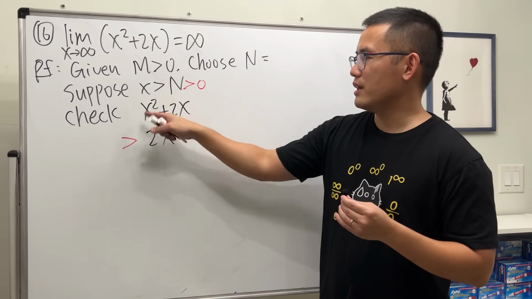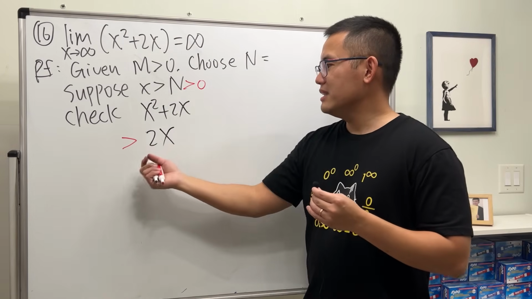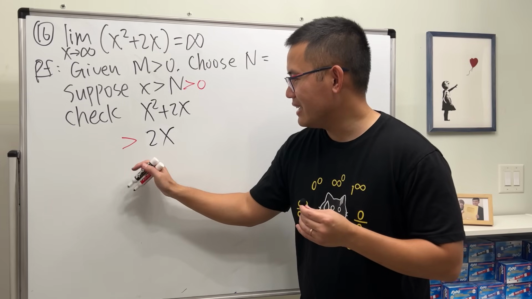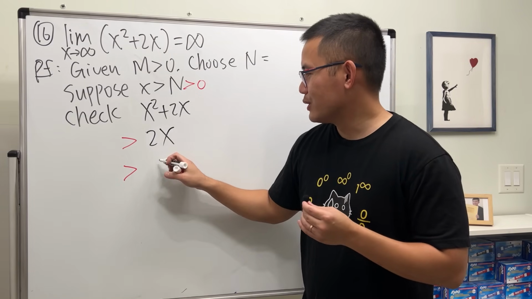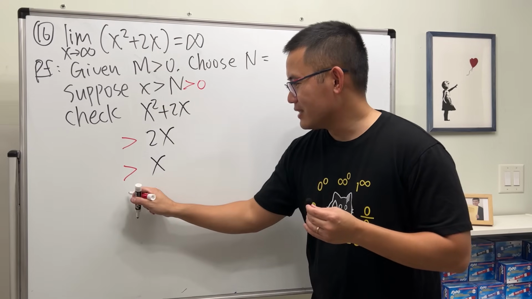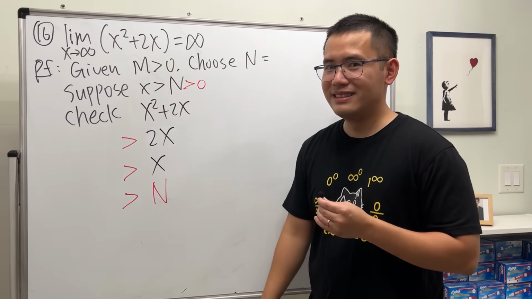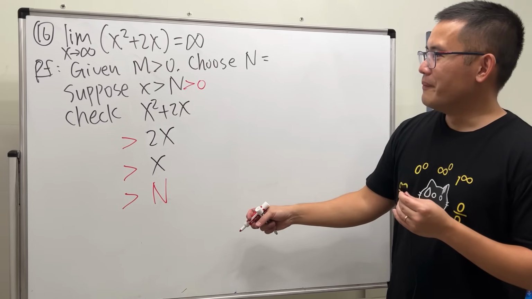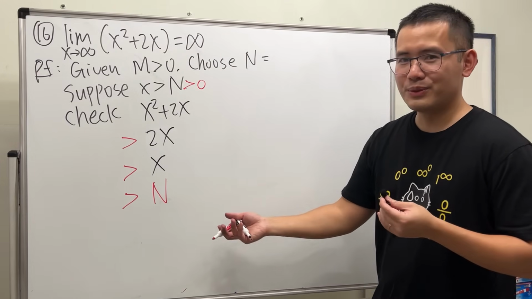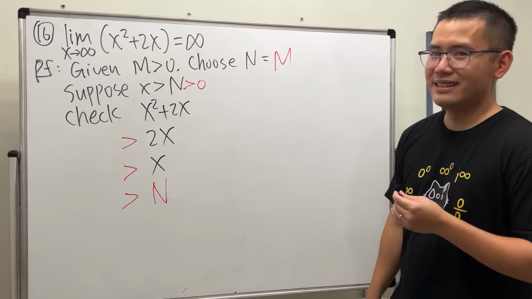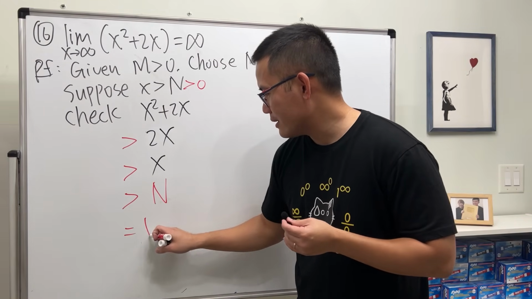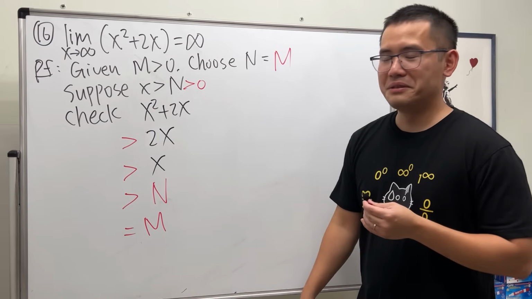So I'm just going to ignore the x squared. Yeah? This is in fact bigger than that, but we know 2 is bigger than 1. So I can say this is bigger than just x. x is bigger than N, so this is bigger than N. And I want N to be bigger than, just how to do what? N is equal to M, done. This works. Because right here, if N is equal to M, I can say this is equal to M. And done. Yeah.